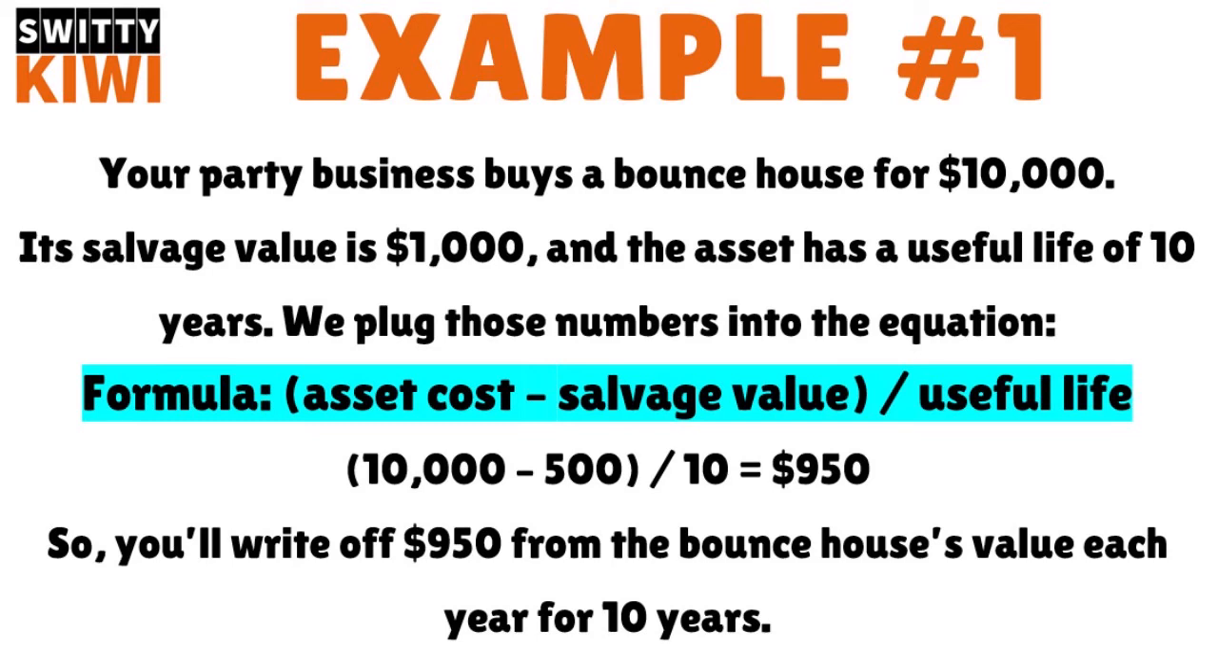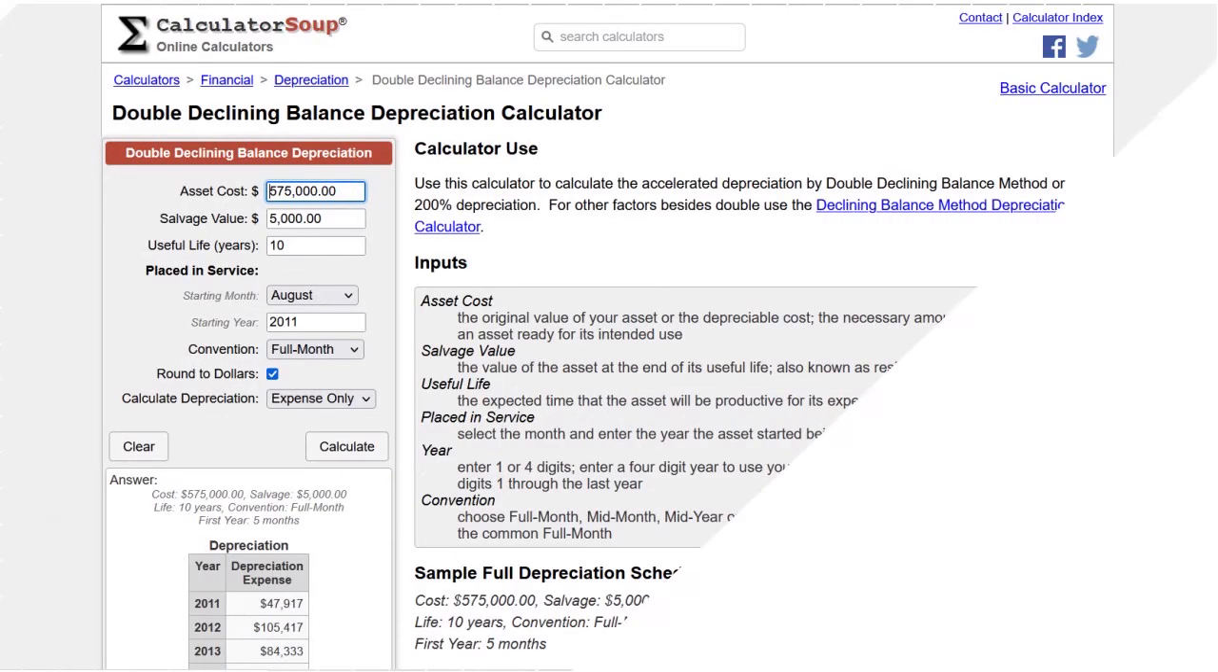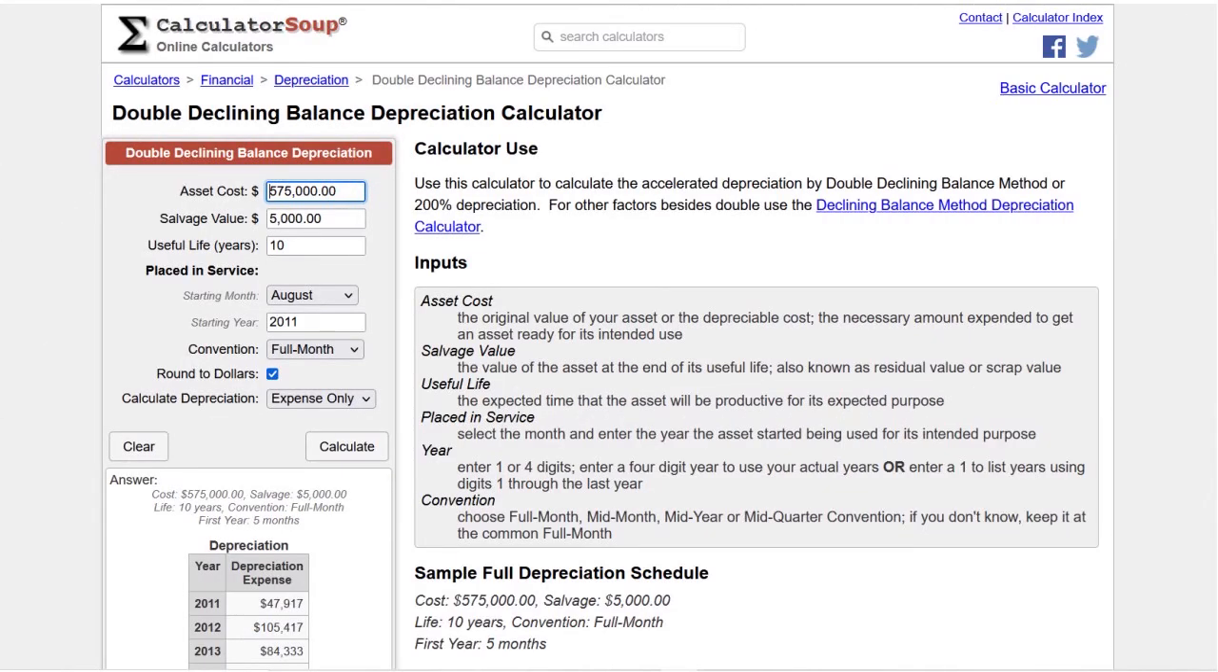Let's talk about the double declining balance depreciation. This is a slightly more complicated way to depreciate an asset. It lets you write off more of an asset's value in the days immediately after you buy it and less later on. This is great for businesses that want to recover more of an asset's value upfront, because the asset loses value quickly in the first few years of ownership.